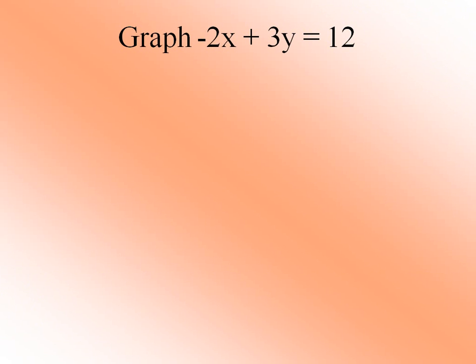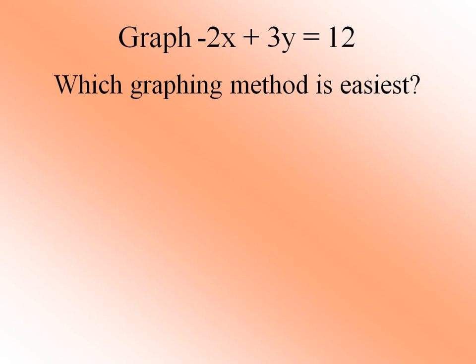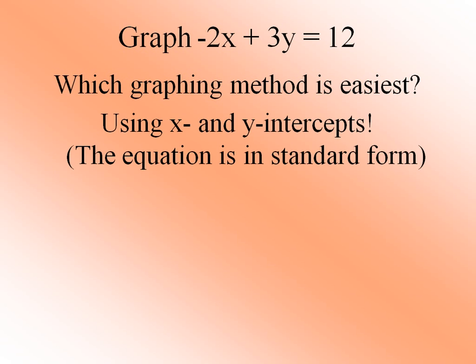Graph negative 2x plus 3y equals 12. Which graphing method is easiest? Because you have your x and y already on the same side and you have 12 on the other side, go ahead and plug in a 0 for x and then plug in a 0 for y to find your x and y intercepts.